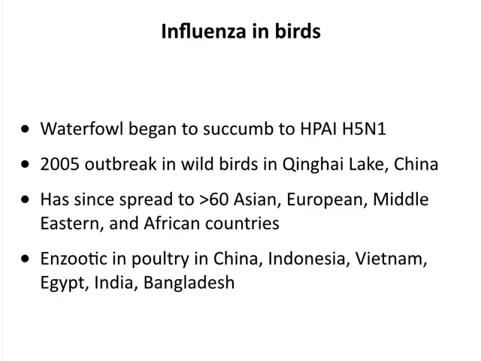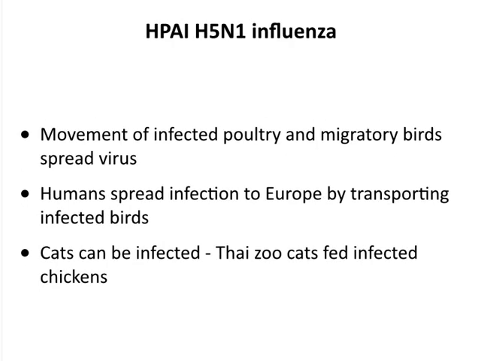There was a particularly substantial outbreak in 2005 at a lake in China, an outbreak among wild birds that has been studied quite extensively. And the virus that emerged during that outbreak has since spread globally. It's in over 60 different countries globally. You can see here it's enzootic in poultry, which means the virus is always there in many different countries. It's not all over the world, but it has spread substantially since its origins in China, as you can see.